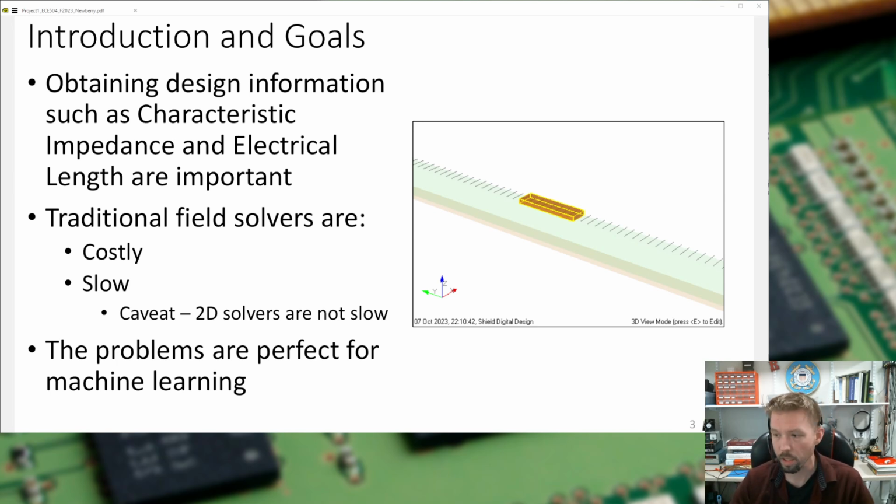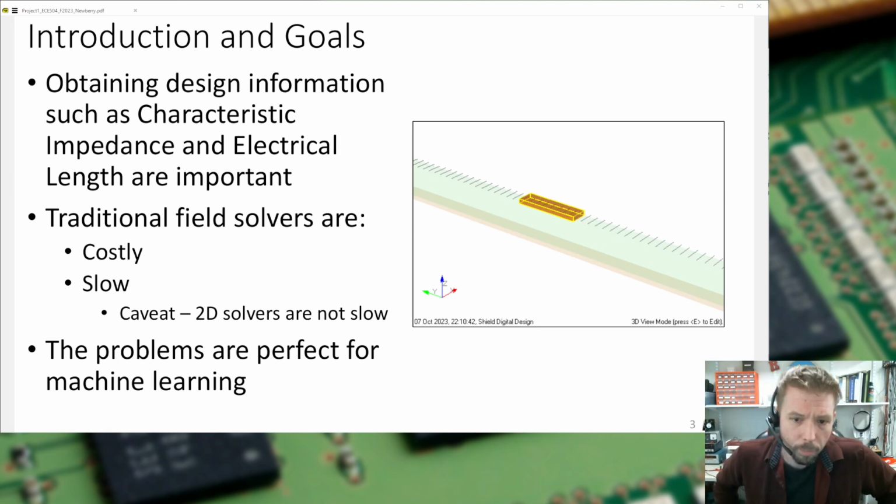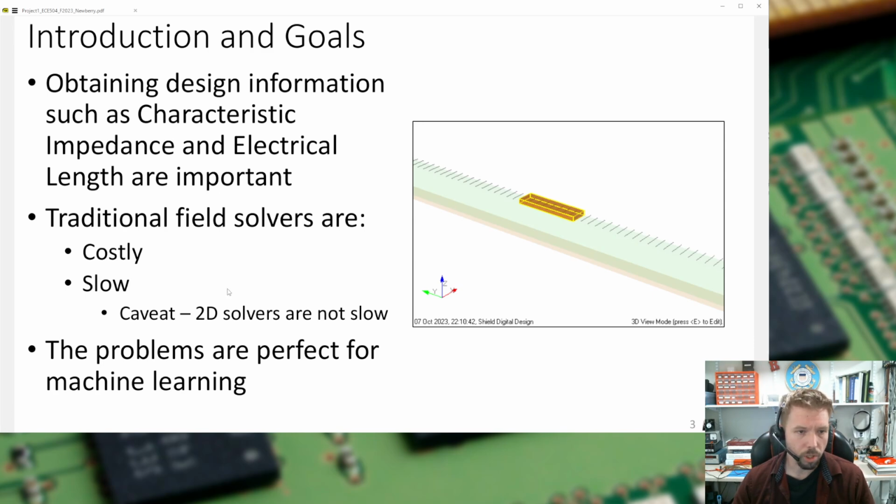Now, the caveat here is that this problem set we're looking at is 2D transmission lines, the uniform cross-section here, and those 2D solvers are not necessarily slow. Their speed isn't really a hindrance to design, but at the same time, having an opportunity to speed them up would be excellent. So these problems are perfect for machine learning.